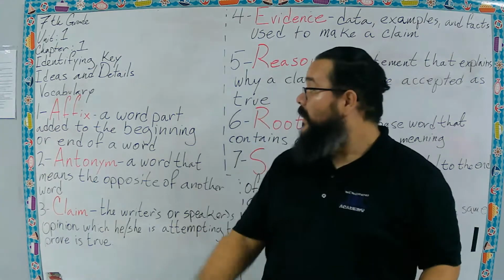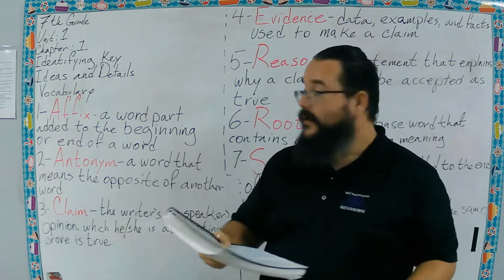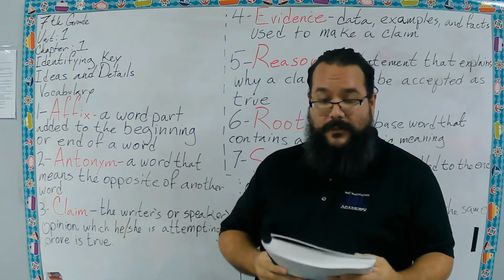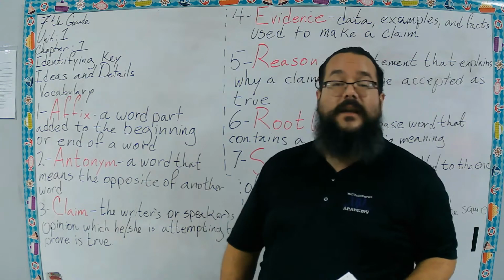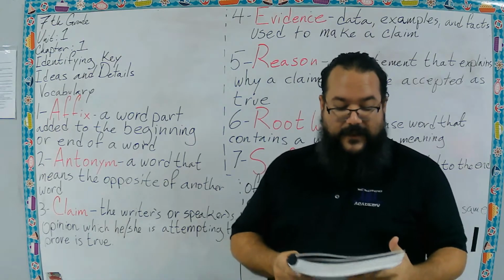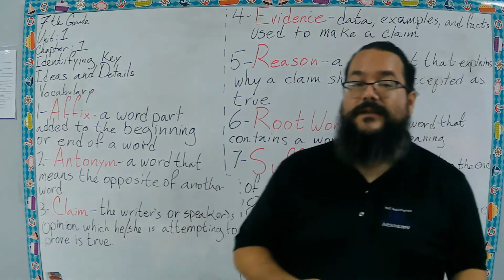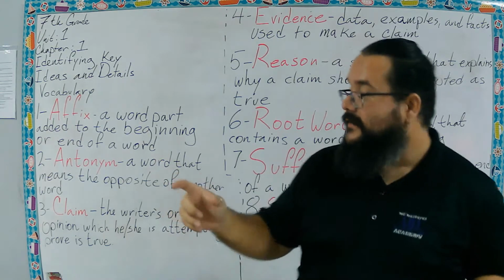Let's get started. Unit 1, Chapter 1, identifying key ideas and details. This is the vocabulary we'll be studying. First word is affix. It's a word part added to the beginning or end of another word. For example, by adding the affix sub to the word marine, you get submarine. These are examples of affix.